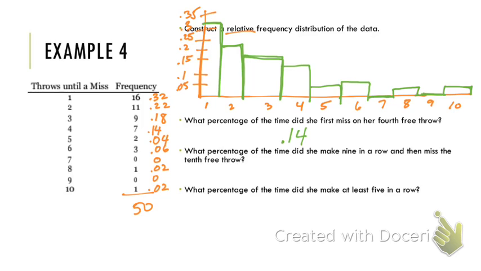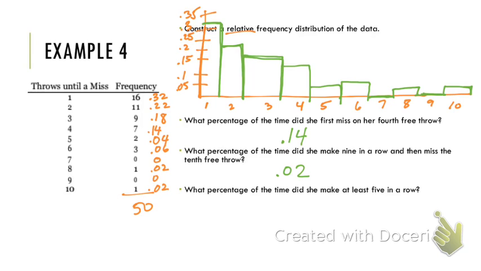What percentage of the time did she make 9 in a row and then miss the 10th one? So basically, which one did she miss the 10th? 0.02 or 2%. Dang, she's getting better. Then the last question, this is interesting. It says, what percentage of the time did she make at least 5 in a row? So what would I do here?